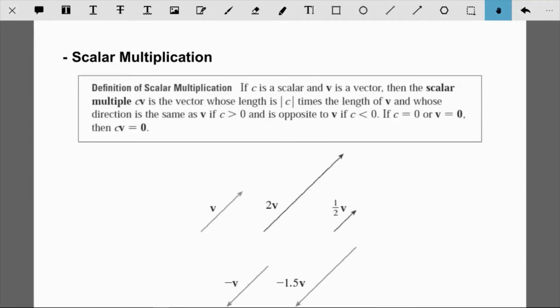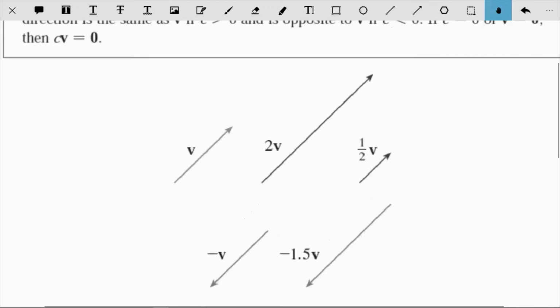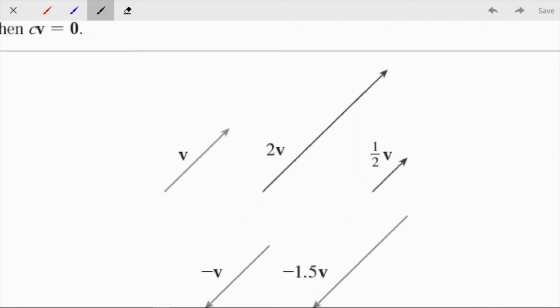Okay, we also have what's called scalar multiplication. Scalar multiplication just means that I'm going to multiply my entire vector by some scalar value. So you can see, for example, here I've got this vector v. If I do the vector 2v, it's going to have the same direction, but now my vector is going to have twice the length. So if we had that in component form, each of the components would be multiplied by 2. You can see the same thing with 1/2 v.